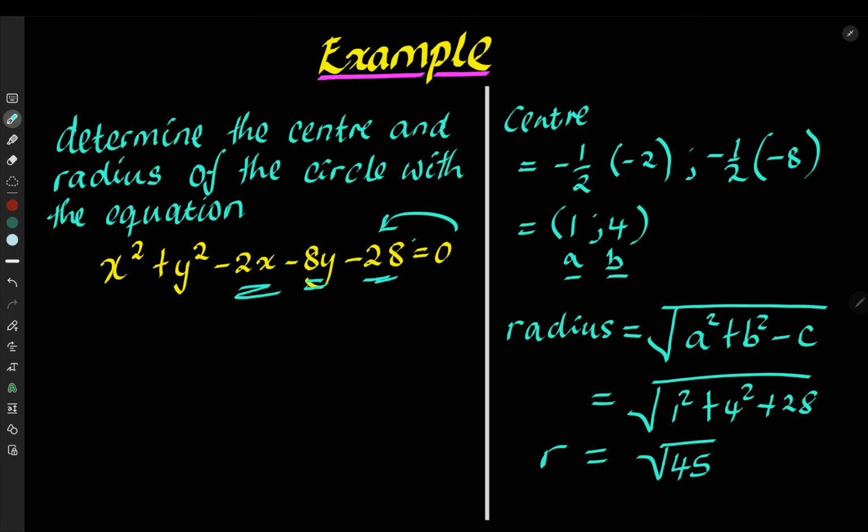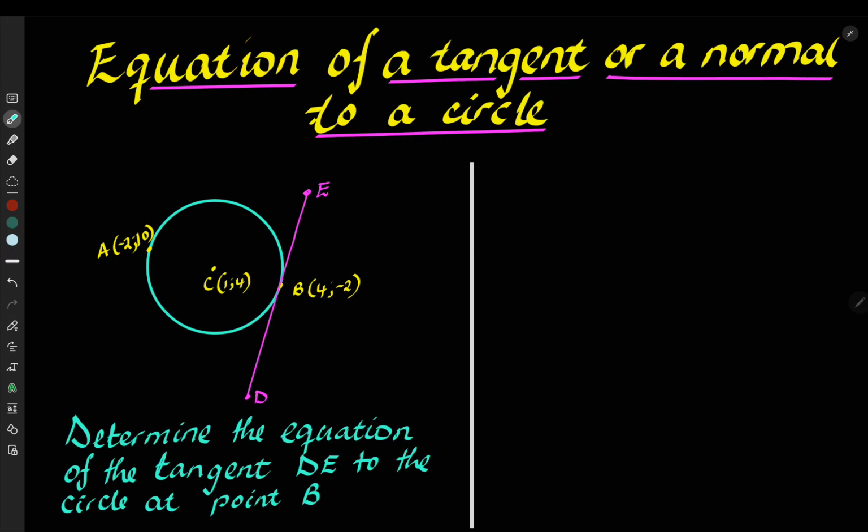Now moving on to the tangent of the circle. The other thing that you'll be required to determine is the equation of a tangent or a normal to the circle. So in this case, we have got an example that we're going to work with, and we have got the tangent DE at the point of intersection B (4; negative 2), and the center (1; 4), and also point A, which is (negative 2; 10). And we are asked to determine the equation of the tangent DE to the circle at point B. So remember, the equation of a tangent is just in the format y equals mx plus c. So we just need to determine our m and our c.